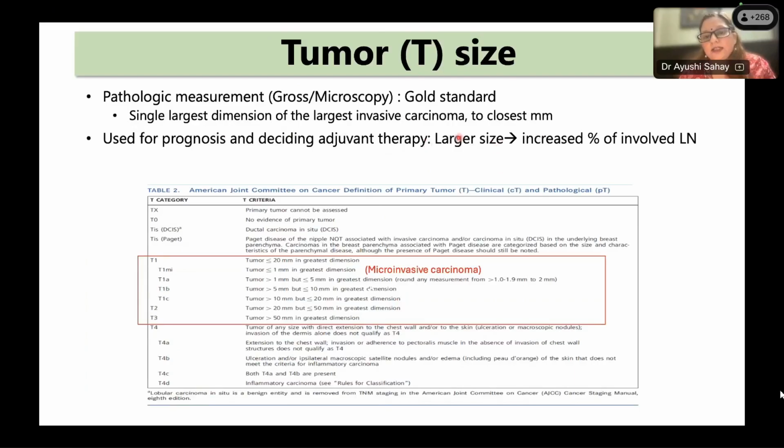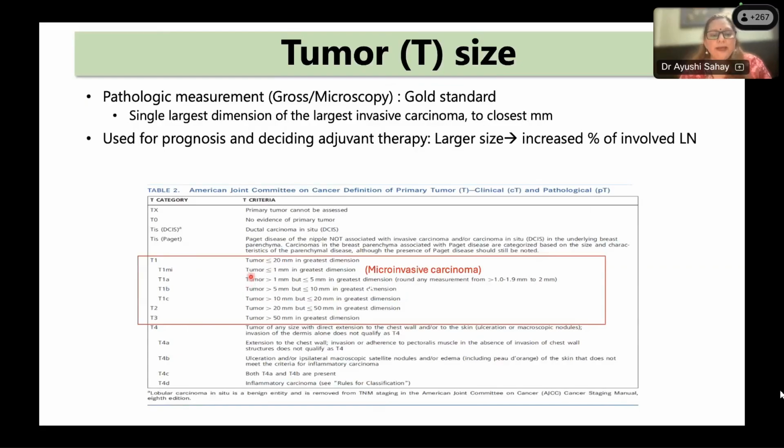And the larger the size of the tumor, the higher the chances of involved node and metastasis. And what is the T size staging? As per the AJCC, you start with T1, T2, T3 based on the size of the tumor. T1 being less than 2 centimeter or 20 millimeter, and you have to remember this is less than or equal to. This equal to is very important.